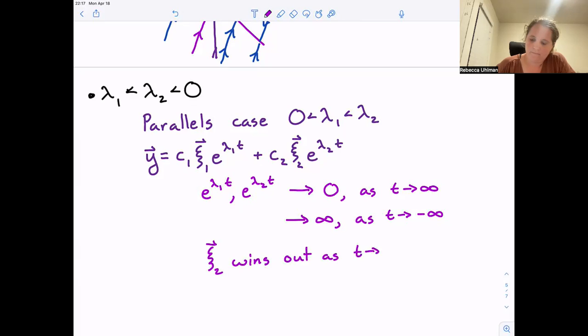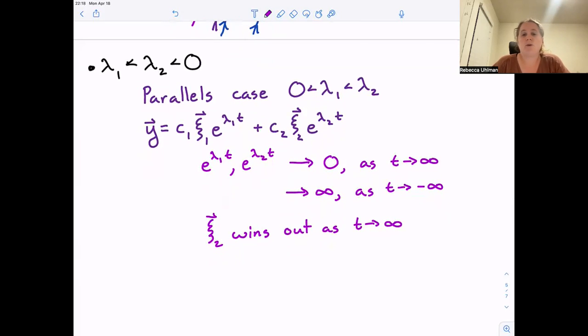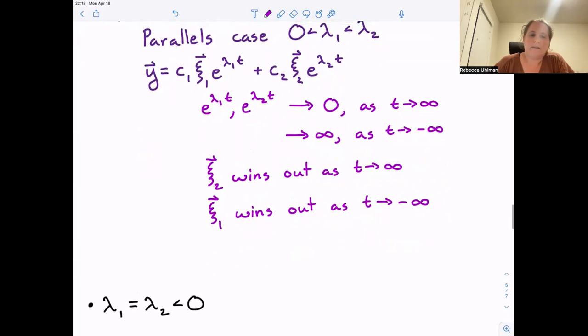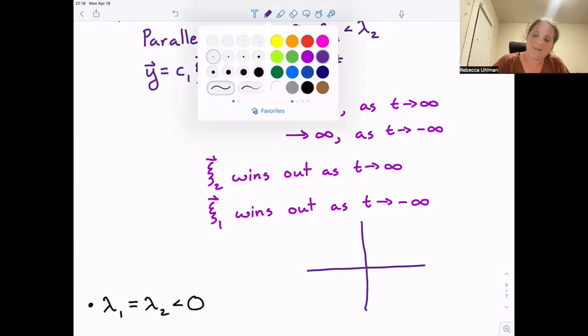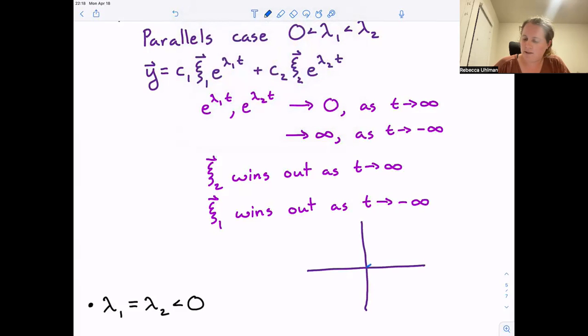And then e to the lambda1t will also go to infinity faster as t goes to negative infinity. And so the psi1 will win out as t goes to negative infinity. So putting this together, I apologize, I still need a little more room. I'm just going to squeeze this in this time around. Putting these together, once again, we draw a representative psi1 and psi2.